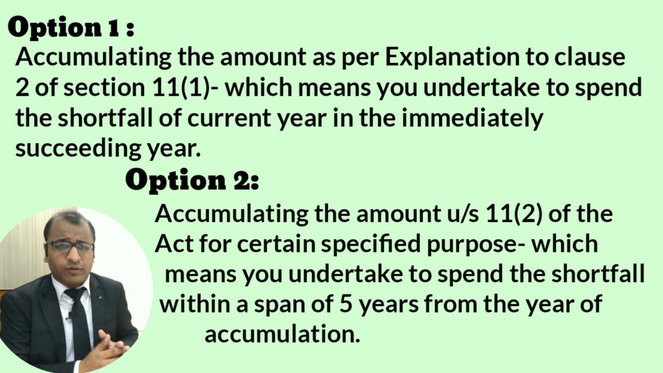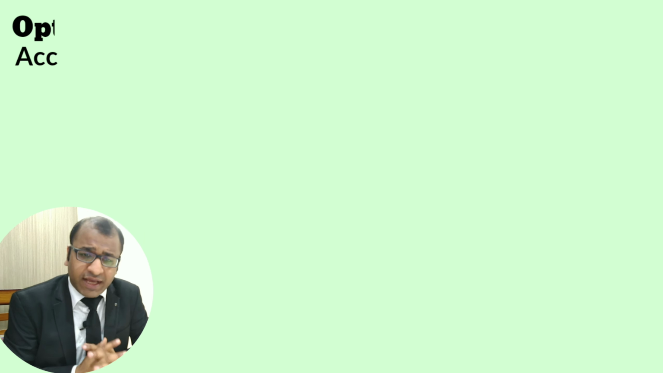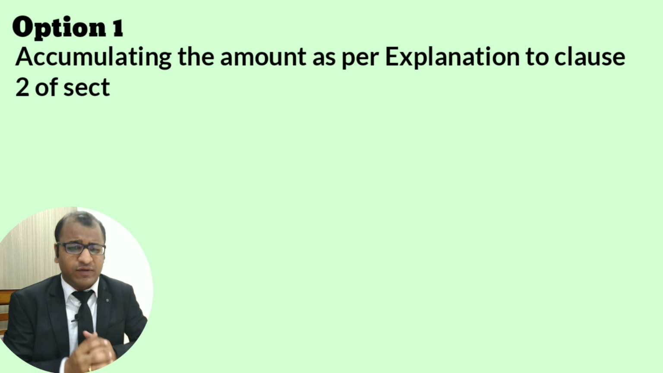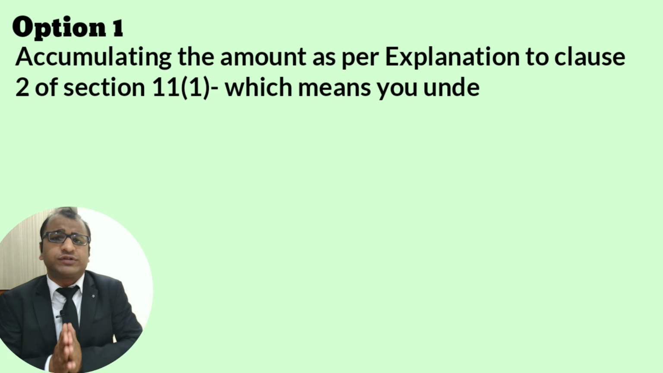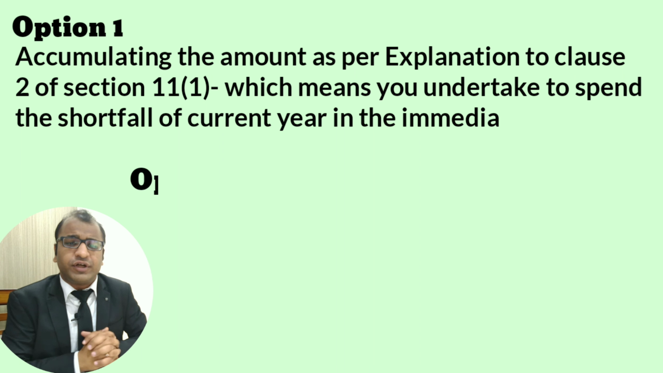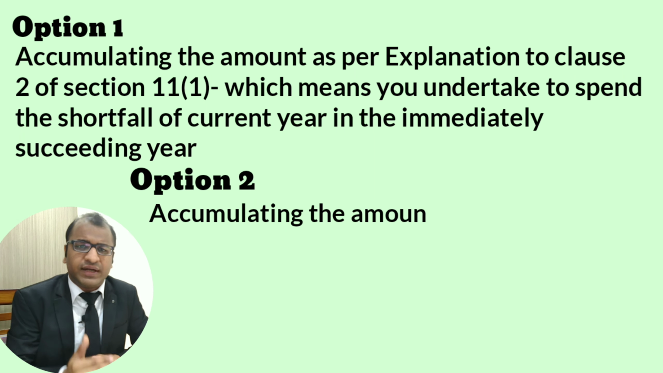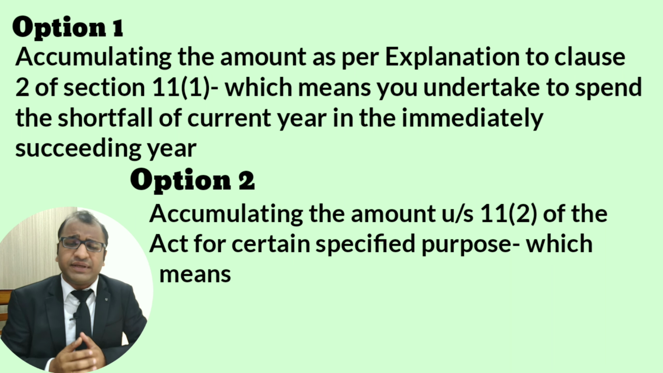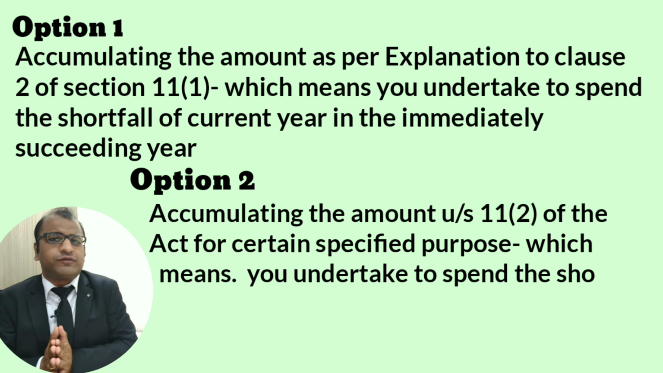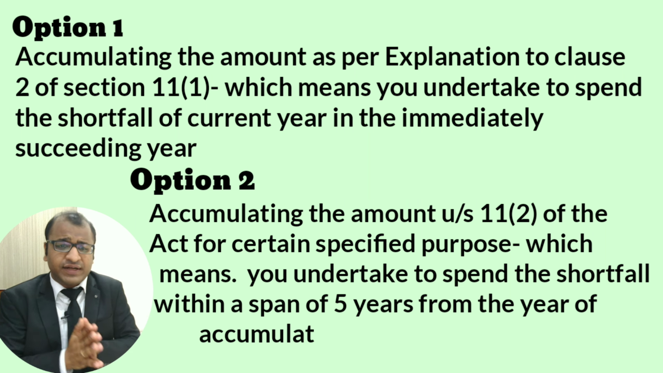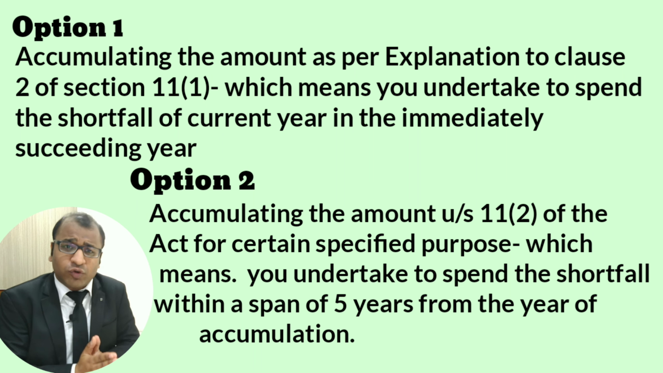So I am repeating the two options again. Option 1, accumulating the amount as per explanation to clause 2 of section 11(1), which means you undertake to spend the shortfall in the very subsequent year. Option 2, accumulating the amount under section 11(2) of the Act for certain specified purpose, which means you undertake to spend the shortfall within a span of 5 years from the year of accumulation. And it is clear that for option 1, you don't have to specify any purpose.